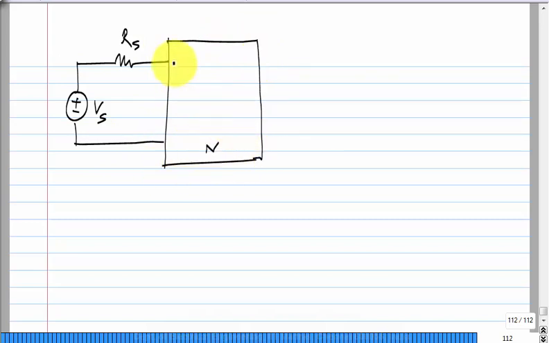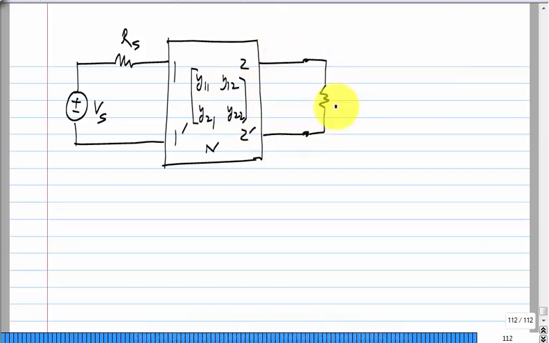Let us say we have a network N and we have a source connected to port 1. Source meaning it is a voltage source in series with a resistance. It is a pretty common representation of a source, and the two port itself has parameters Y11, Y12, Y21, Y22, and on the other side, let us say I connect a load resistance. Okay. And what I want to know is the output voltage by the source voltage Vs. What is this going to be? Please calculate it.